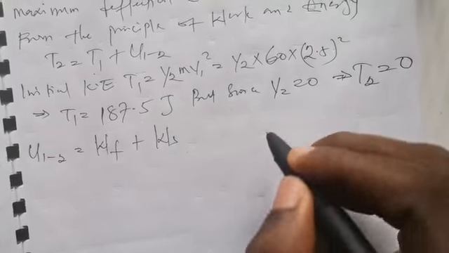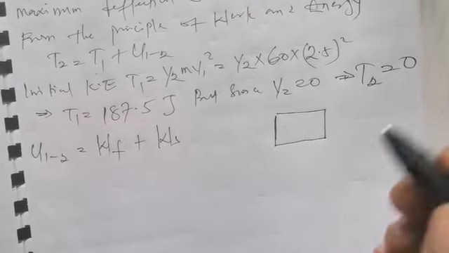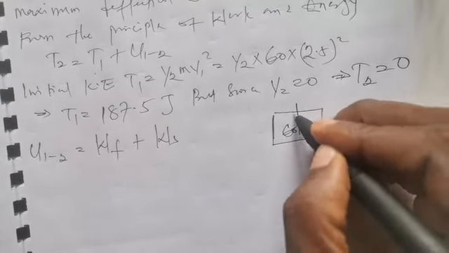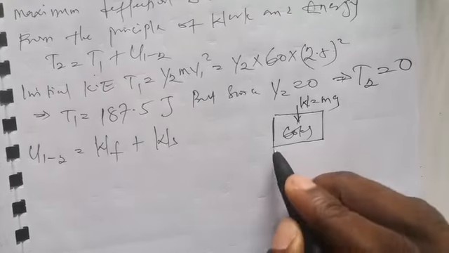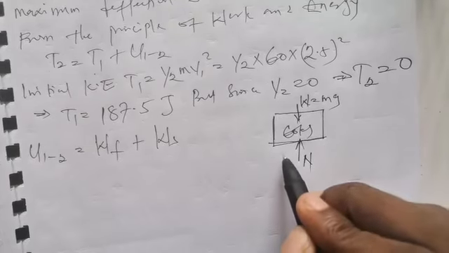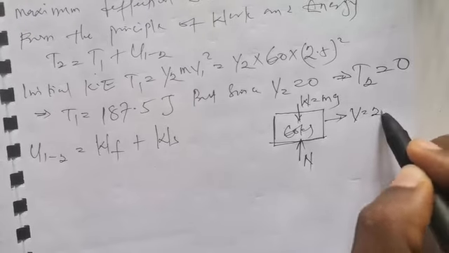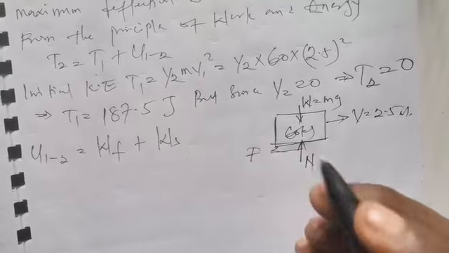Then how do we find work done by friction? Once again, let's draw a free body diagram of the object of mass. Every object that possesses a mass has a weight which acts vertically downwards, and the weight is simply mass times what? Gravity. Again, this object is resting on a rough surface, so we have a normal reaction called N. Similarly, we have a frictional force. Since this object is moving to the right with a speed v equals 2.5 meters per second, we have a frictional force that opposes that motion.